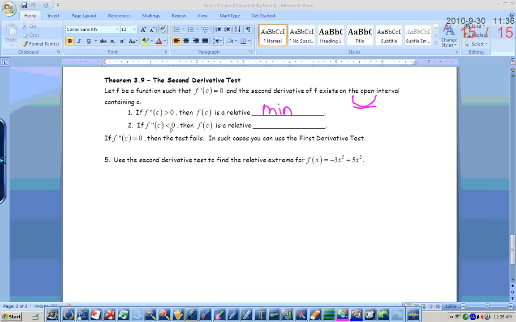And if you have a part of the graph that is concave down, because the second derivative is negative, and a horizontal tangent line, then you have a relative maximum. The key here is that f prime of c equals 0, which means you have a horizontal tangent.